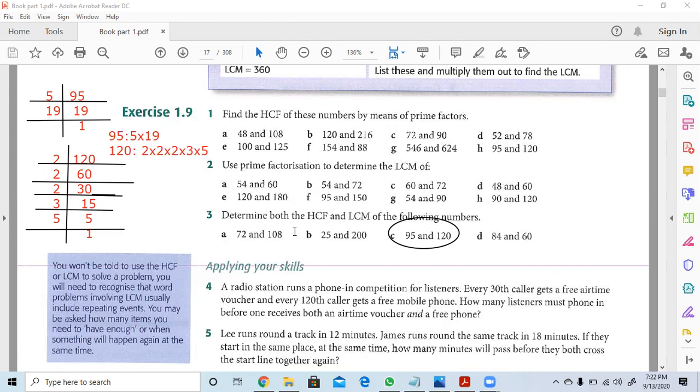Okay, now for HCF, we just take common numbers. So which thing is common? Here only 5 is common. So let me show you. So this 5 and this 5 is common. So HCF is equal to 5. Okay. Now let's solve LCM.